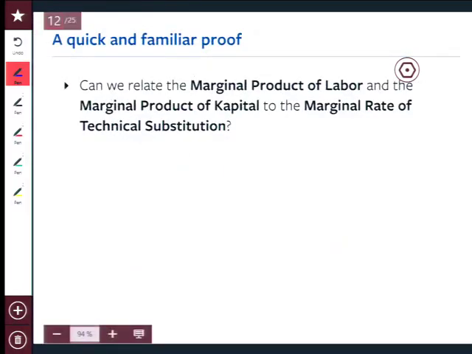So let's do it. Can we relate what we know, the marginal product of labor and the marginal product of capital, to the marginal rate of technical substitution? Well, the answer better be yes, right? Because otherwise I'm wasting precious 15 minutes of your time. So what we've got now is time for a proof.